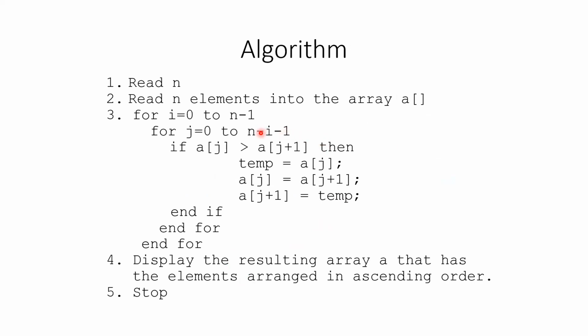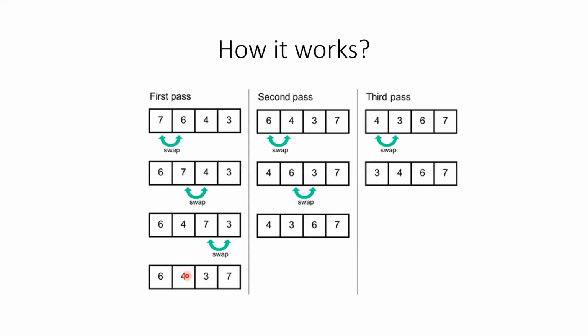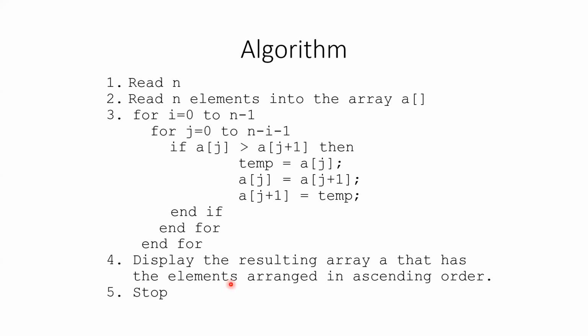Like if i is 0, in the first pass you need to do n minus 1 comparisons. In the second pass you can do n minus 2, meaning the number is reduced. If we have 10 elements, in the first pass you will do 9 comparisons, in the second pass you will do 8 comparisons, because you know the last element is getting placed at its correct position, so you need not compare it. And that's it. These two for loops are called nested for loops.